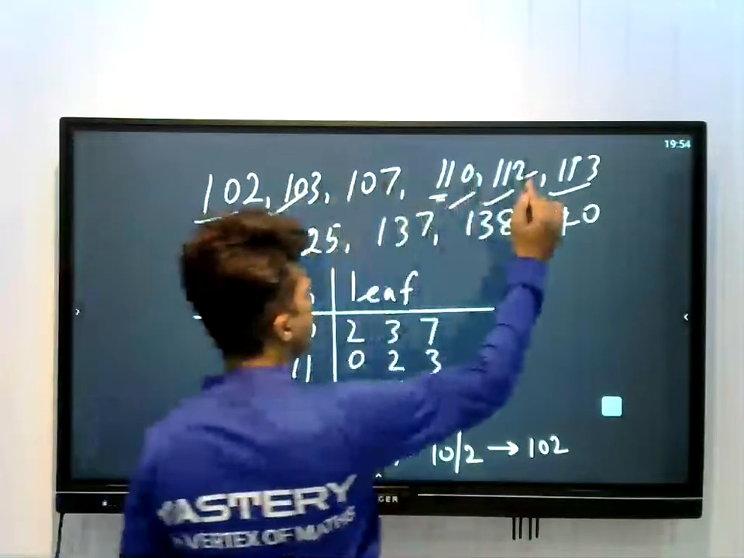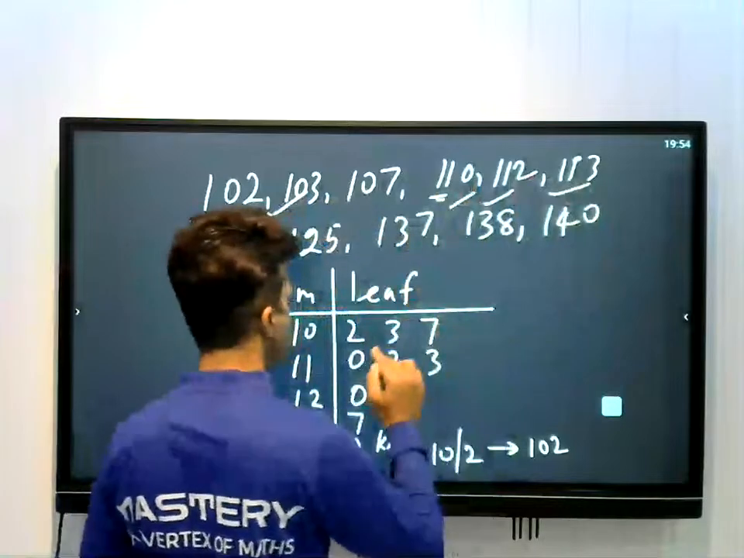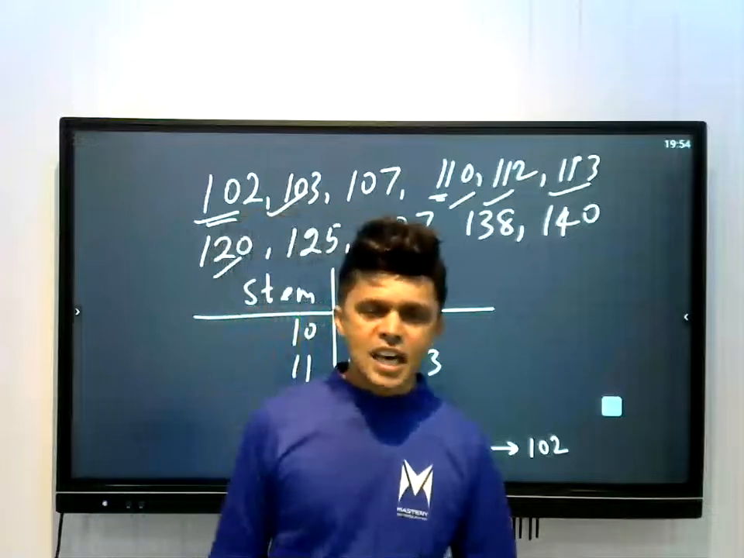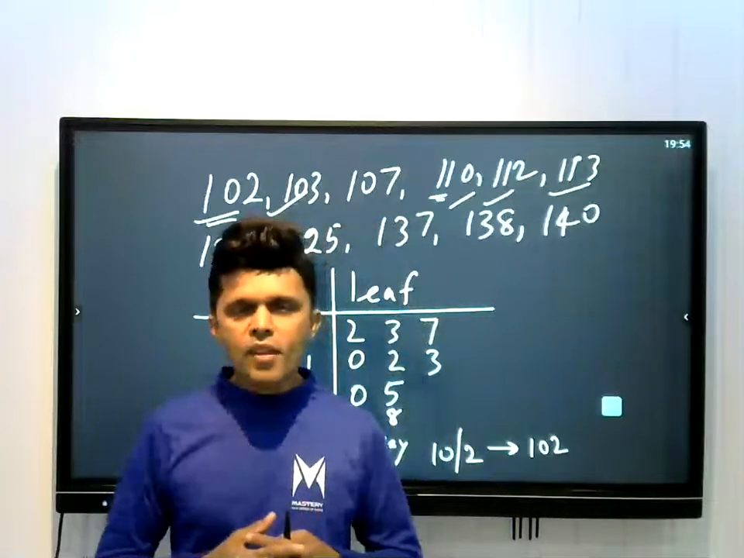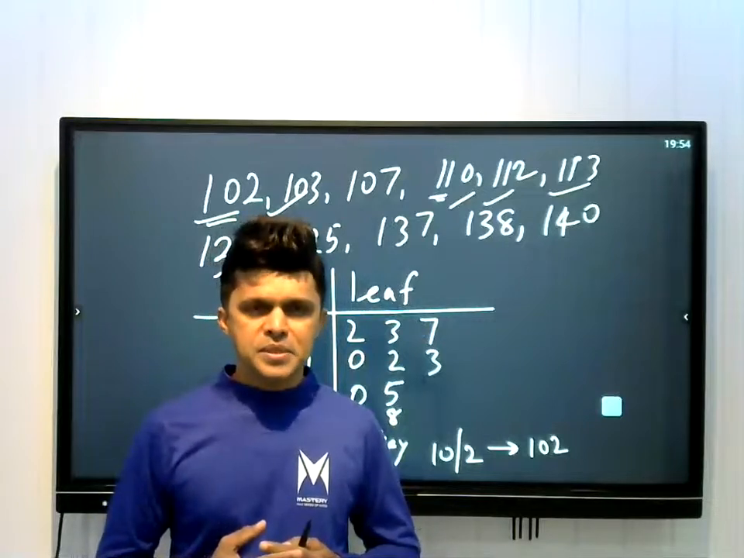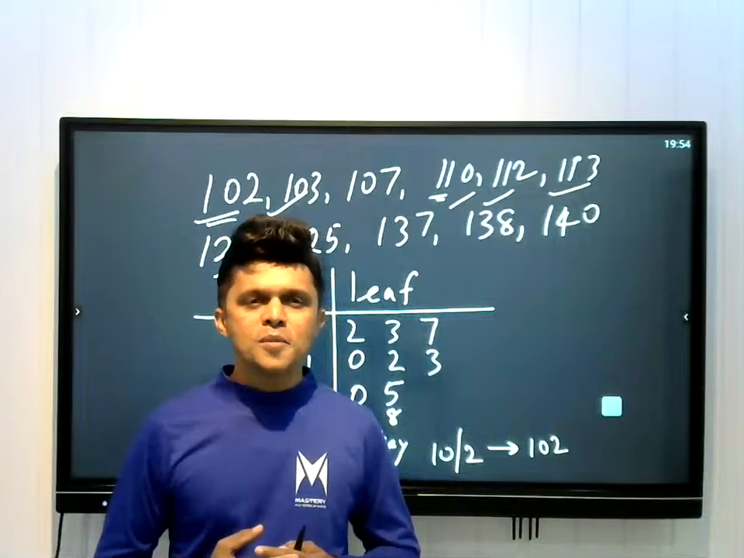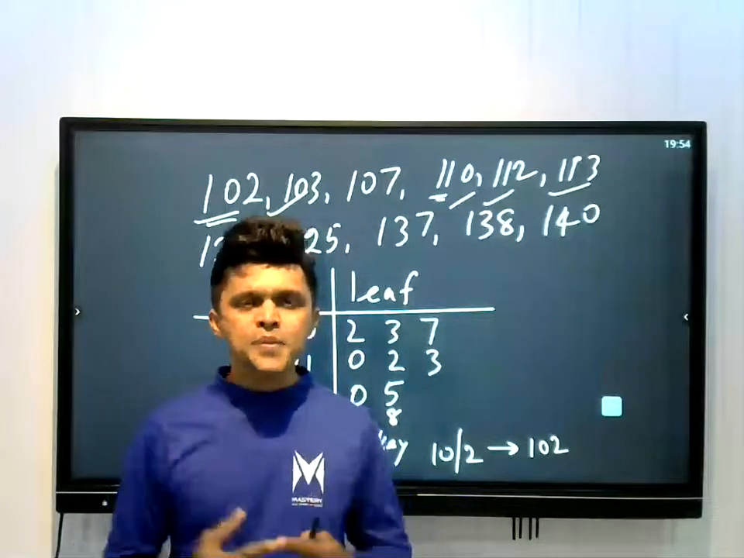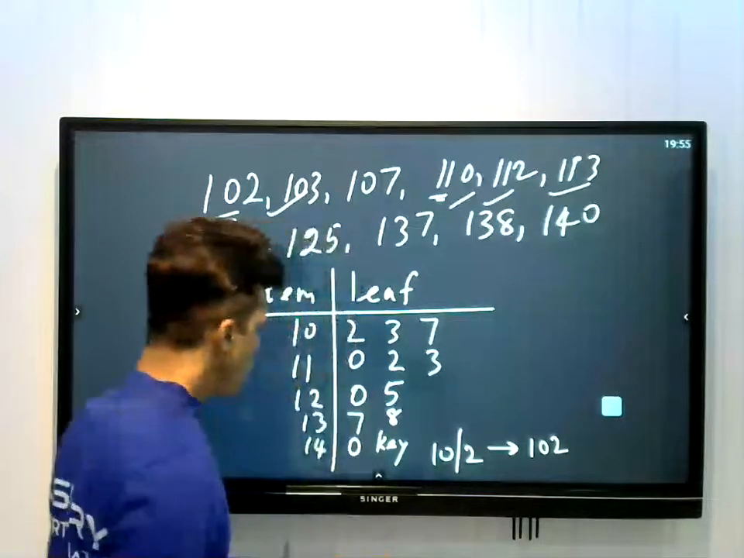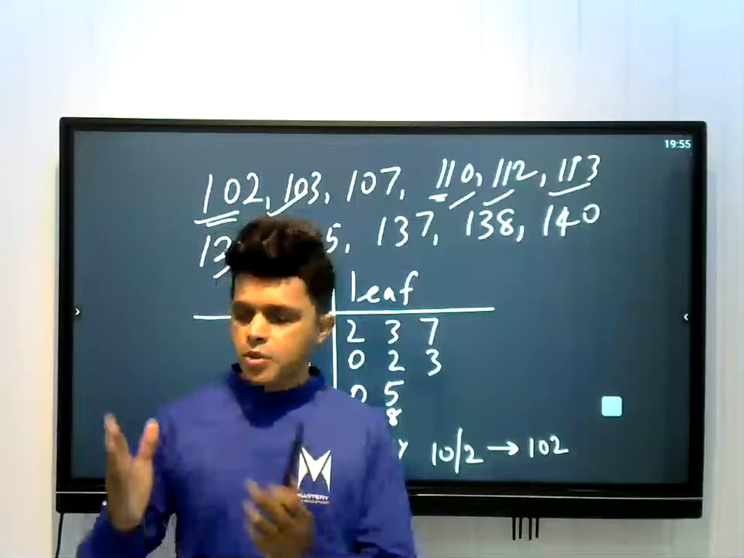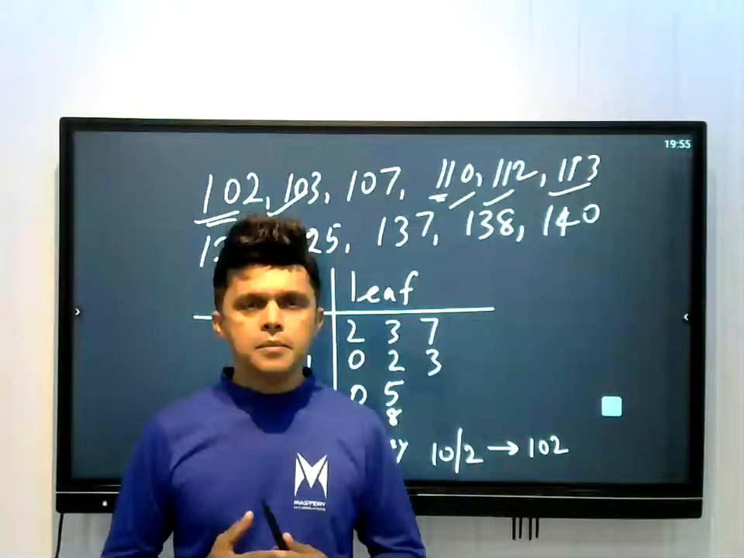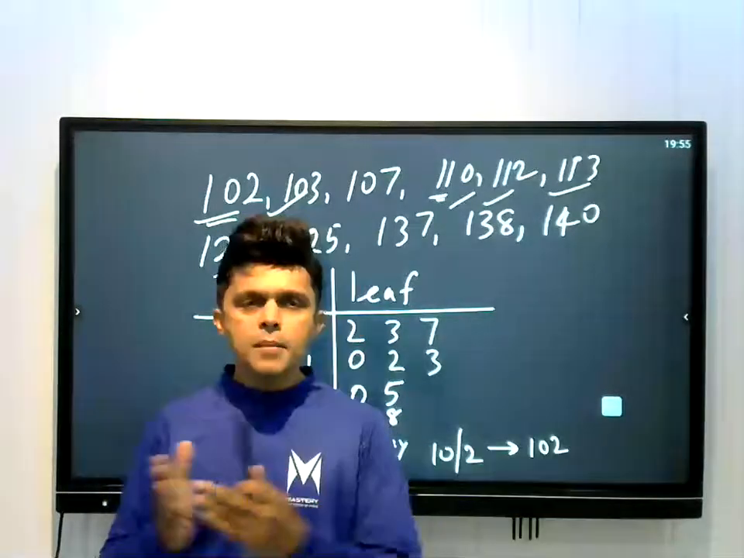1, 2, 3, 4, 5, 6, 7, 8, 9, 10, 11. So I think you understood the way of entering your data in a stem and leaf diagram. Now we are able to do the question: mode, median and mean.